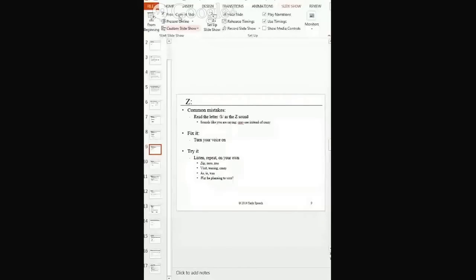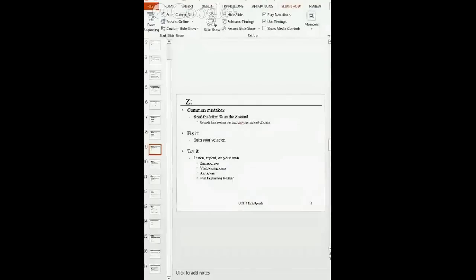Okay, let's move into the next sound, the Z sound. I'm going to go ahead and share my screen again so that you can see a little easier what I am talking about here. So let's go ahead and start this from the current slide.